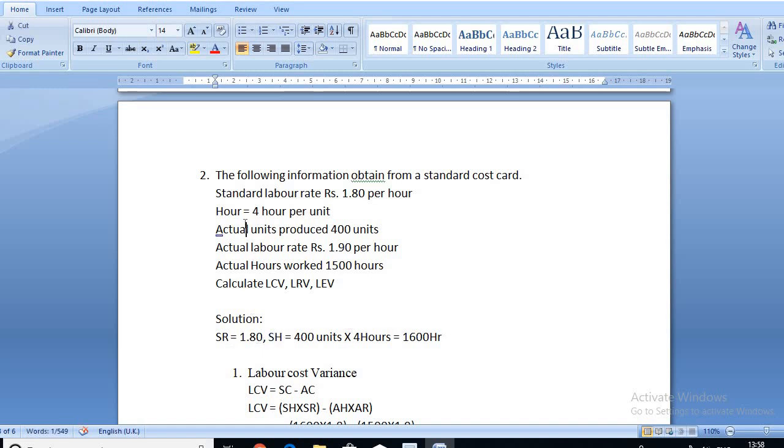I repeat. The standard hour specified is 4 hours per unit. For the production of 1 unit, the number of hours required is 4 hours. But actually we have produced 4000 units. Then how much? 4000 units multiplied by 4. So 16000 hours.